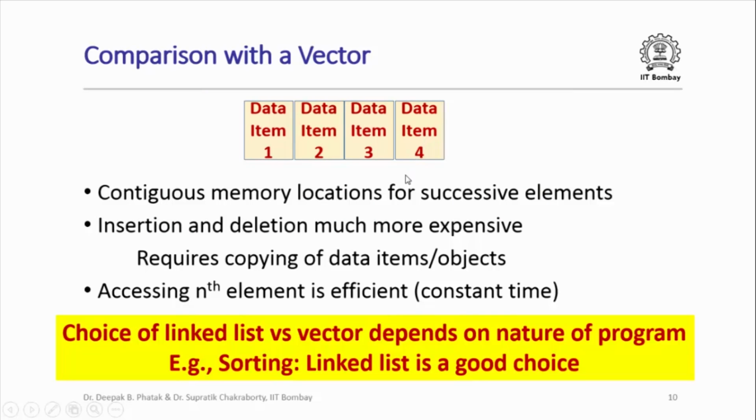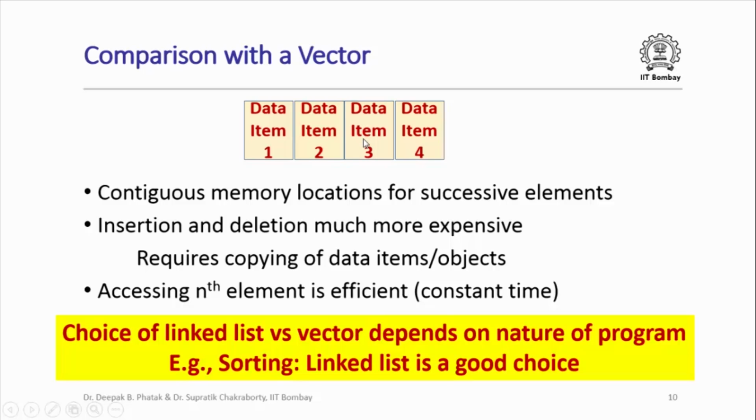However, in a vector, the memory locations for the successive elements are contiguous memory locations. They are allocated together at the same time. Insertion and deletion is much more expensive in a vector because suppose I were to delete data item 2, not only would I have to delete or remove the data item 2, but I would also have to copy data item 3 in the position of data item 2, and I have to copy data item 4 in the position of data item 3. So deletion would be much more expensive because it would require copying or moving data.